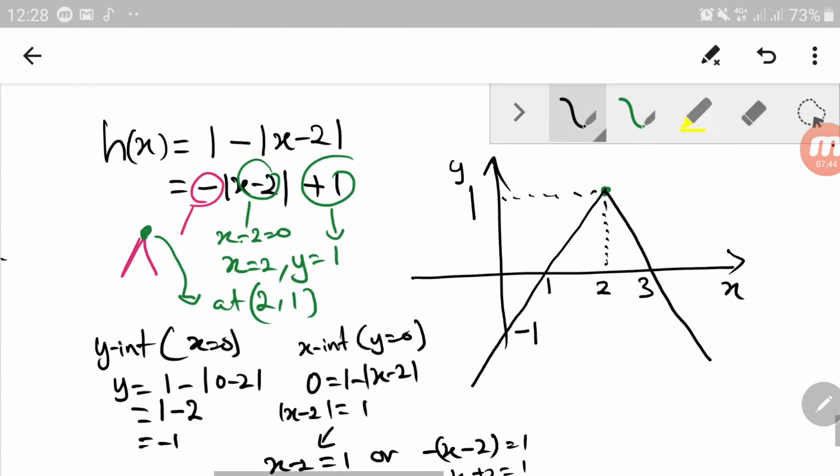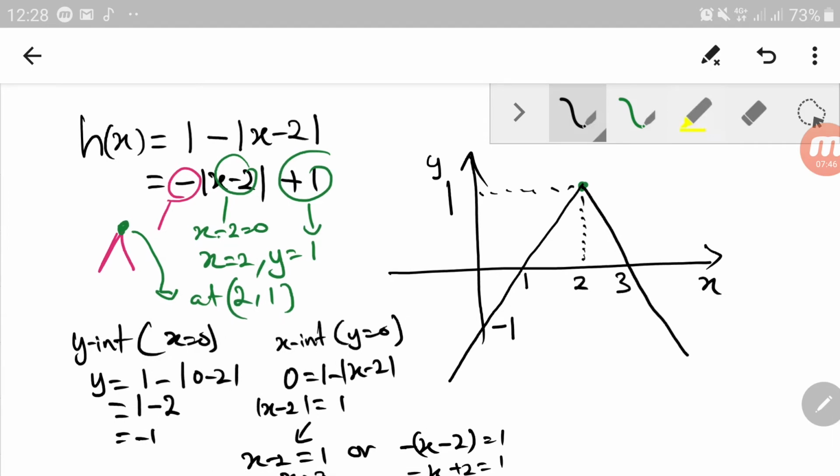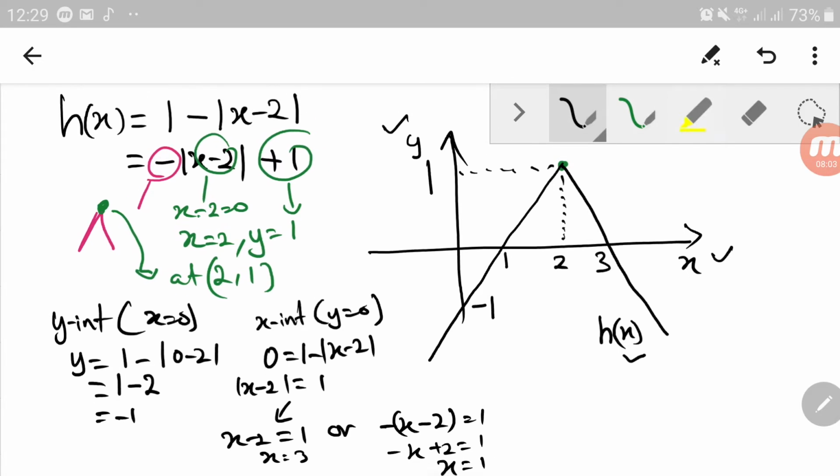So all functions are labeled. Oh, I forgot to label the function again, h(x). So we need to label the function, label the x's, label the y's, label the numbers, and the related intercepts. This is how we are going to sketch them. Oh yes, the domain and range.